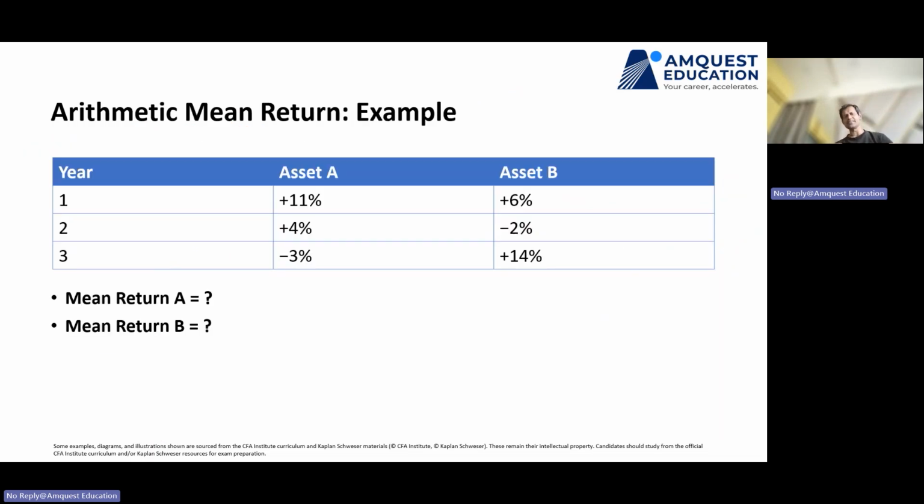Now, a very easy sum. I want to solve it. What is the mean return? What is the arithmetic return of asset A and asset B? Average, very simple. What is average? Add all the three numbers, divide by 3. So if I have asset A and asset B, what is asset A's average? Mean return of asset A.